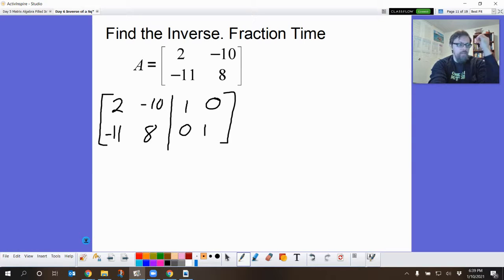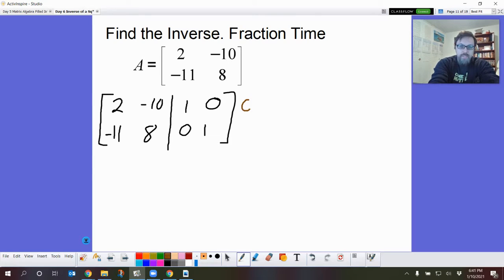Okay, so how can I get to not fraction town? Well, actually, I have an idea. My notes tell me I need to divide that first row by 2 to start off. However, if I did 6 times this row and added that to row 2, oh boy, we wouldn't have fractions right away. I know the final answer is going to have some gross fractions in it, but it's going to get there eventually anyway. But the longer I can put them off, the better. So let's try to put it off for just a minute.